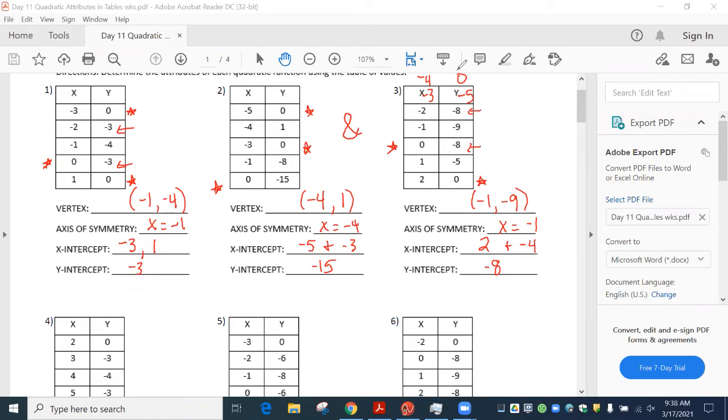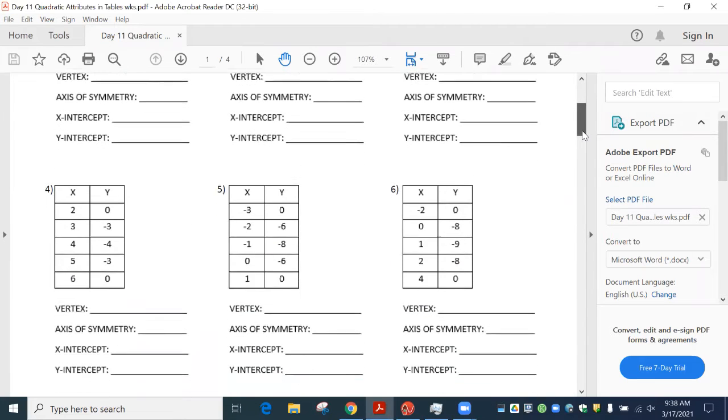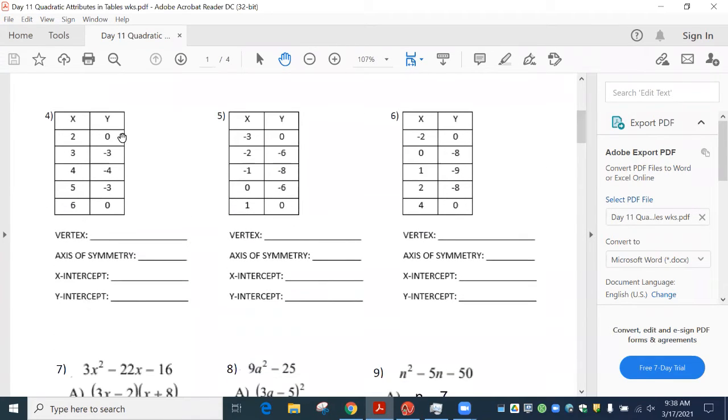For the most part, we don't see a lot of tables where you've got to do this stuff. So you'll see this today. You might see it every once in a while, but for the most part, you just don't see a whole lot of tables. Probably the thing I want you to know the most is these zeros and how they identify your x-intercepts and y-intercepts. Okay.